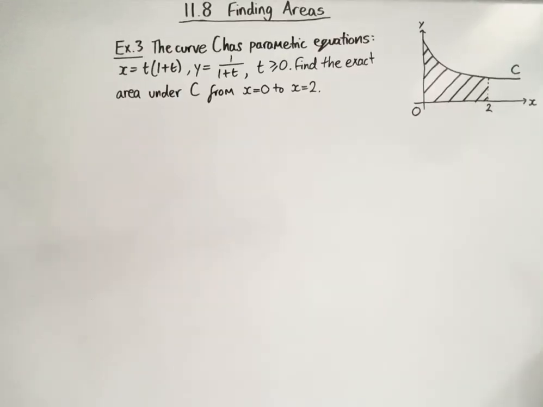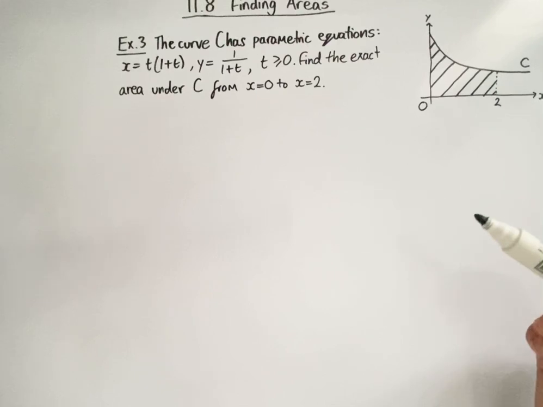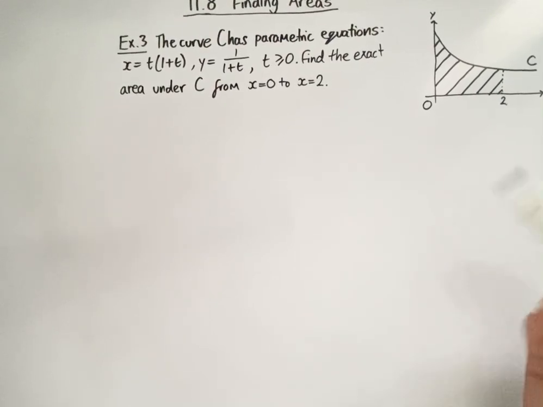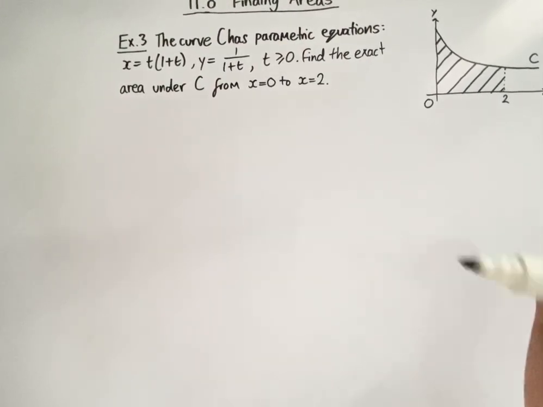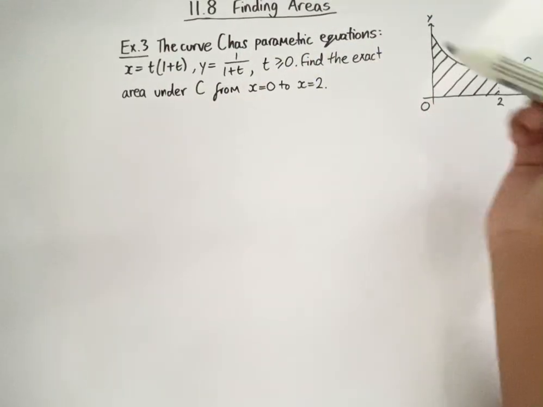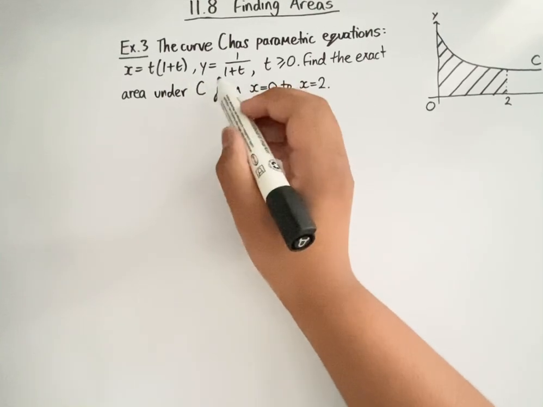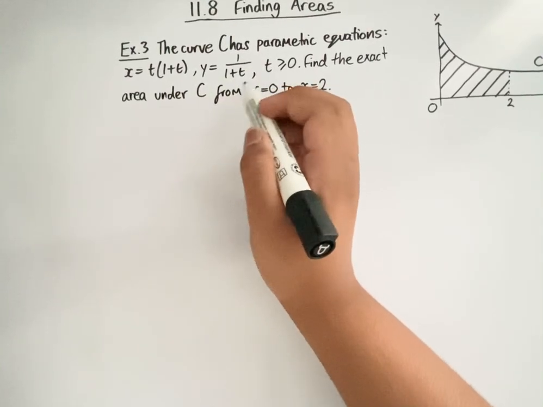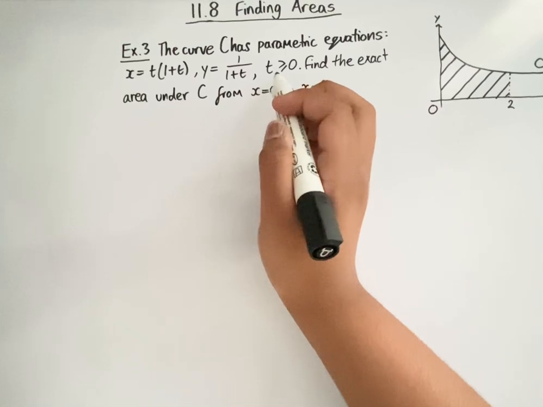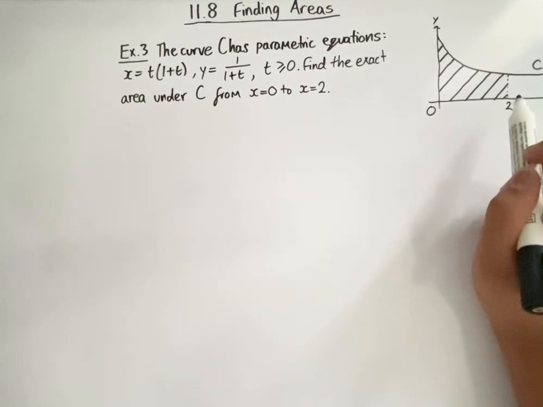You can use integration to find the area under parametric curves. It's usually easier if you integrate with respect to the parameter instead of converting to a Cartesian equation, like in the next example. The curve C has parametric equations x is equal to t multiplied by (1 plus t), and y is equal to 1 over (1 plus t), for t bigger than or equal to 0. Find the exact area under C from x is equal to 0 to x is equal to 2.